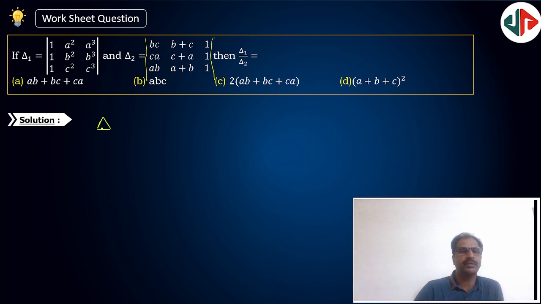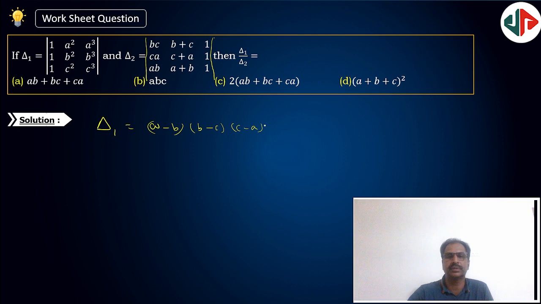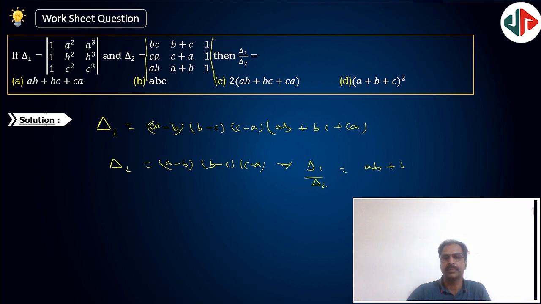Delta 1 is the determinant of 1, a, a square, a cube; 1, b, b square, b cube; 1, c, c square, c cube, which is, all these are standard determinants to be remembered, (a minus b) into (b minus c) into (c minus a) into (ab plus bc plus ca). Delta 2 will be (a minus b) into (b minus c) into (c minus a). From this, delta 1 by delta 2 gives ab plus bc plus ca. Option A is correct.